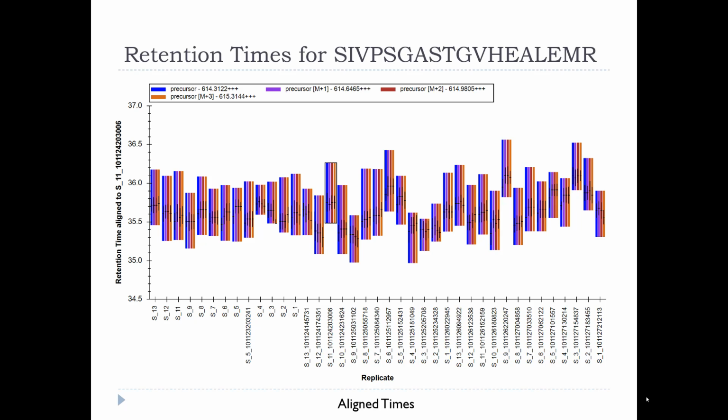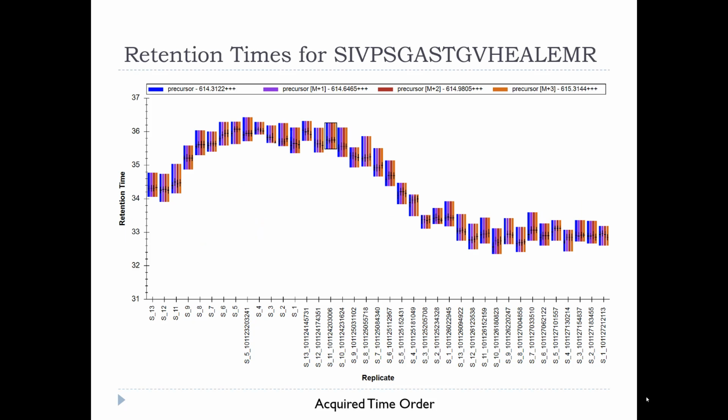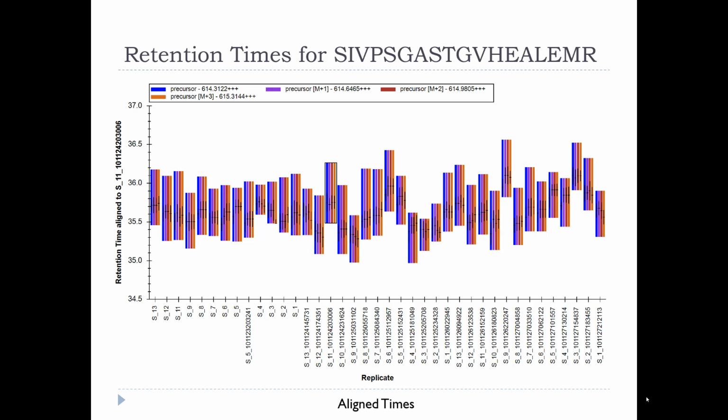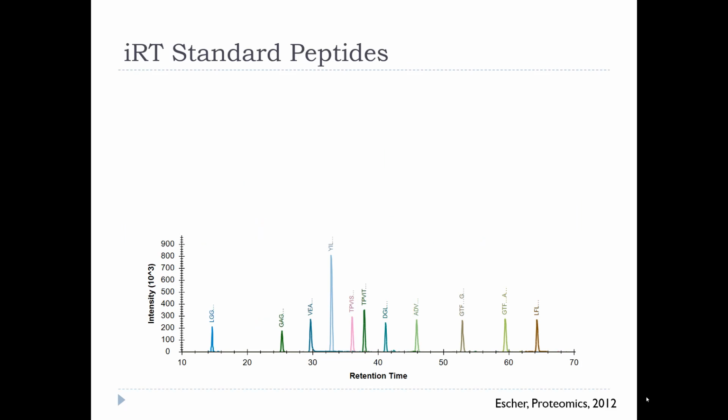It's not perfect, but the centers are now within half a minute of each other in general, and you can't see the curve that we were seeing before. And so now our goal is to do the same thing in a targeted experiment where we may not have thousands of things. So we want to be able to do that kind of alignment. And the answer to that is this IRT concept.